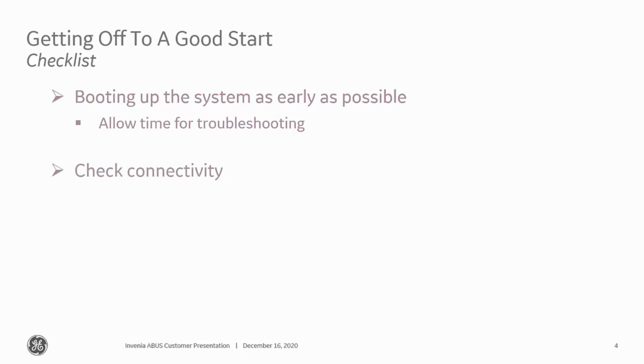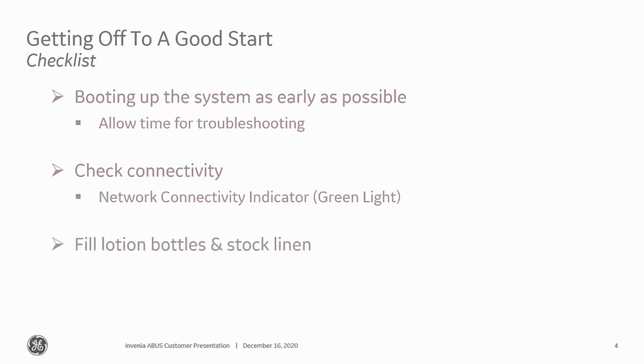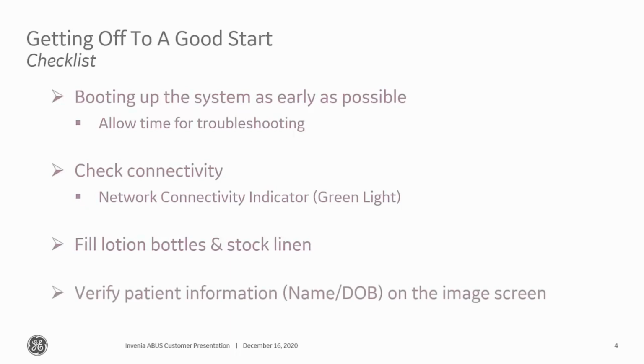As far as checking your connections, that's very important. You want to make sure that you've got the green light indicator, which will tell you that all systems are go and you are good to go. Make sure that you have the lotion bottles filled and the linen stocked. Typically this is done at the end of the day, but a lot of times you just want to double check and make sure you maybe didn't close out the system the day before. You just want to make sure that everything is good to go.